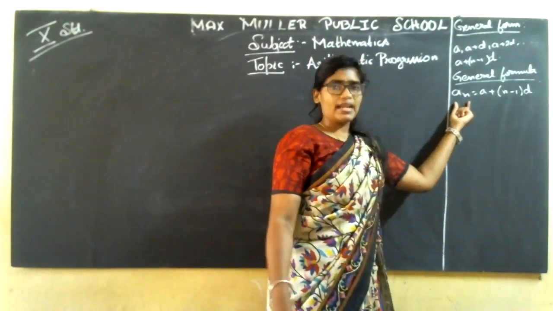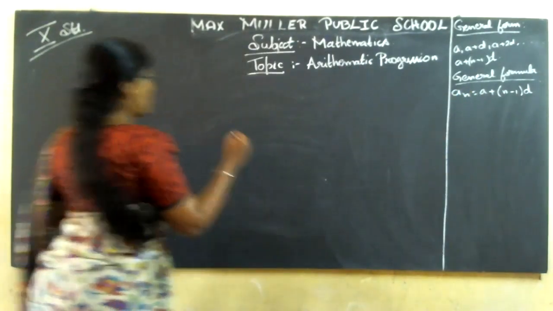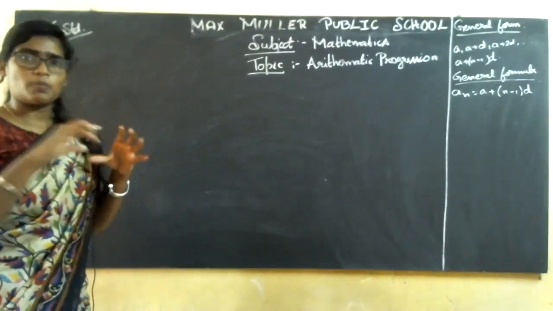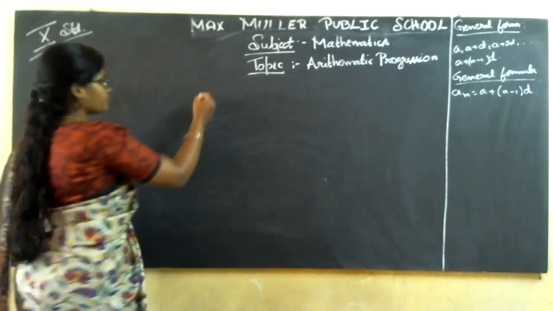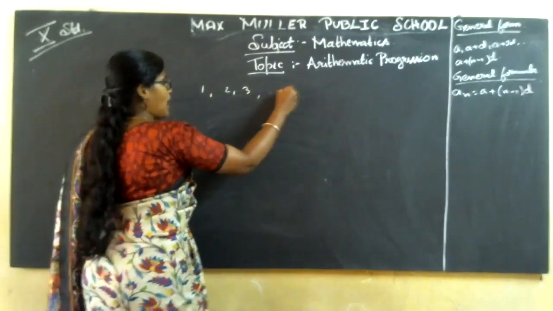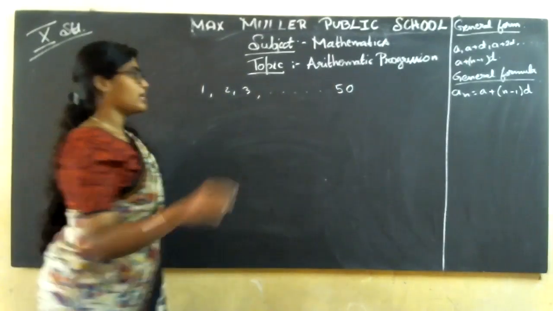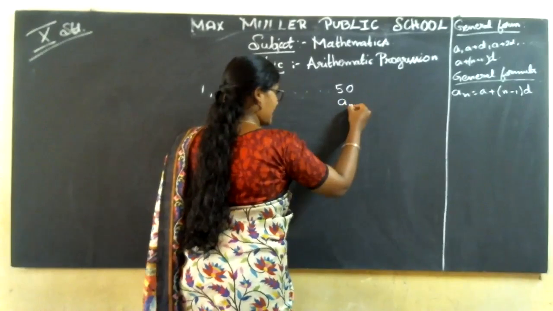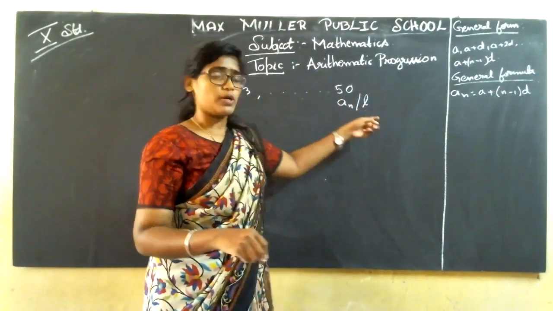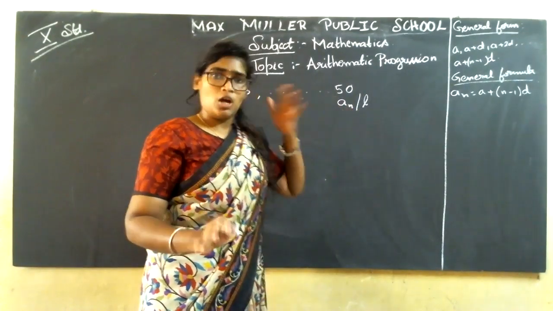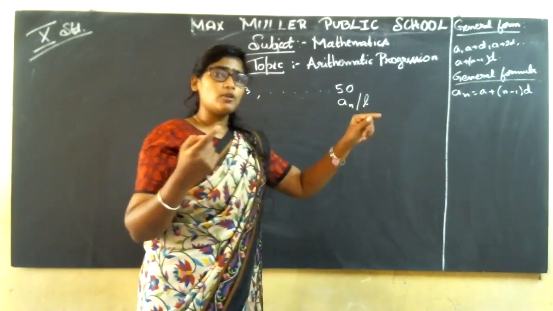What is AN? AN is the nth term value. Now, I have come across so many doubts regarding this AN and L. I'll tell you. Take 1, 2, 3 and it goes on up to 50. Now, what is AN? This can be taken as AN, and you can take it as L also, because L is also the value of the nth term.